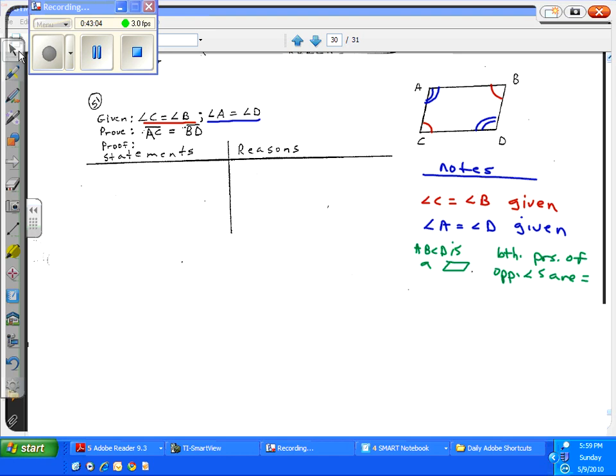Now we know that if it's a parallelogram, it has 6 properties. Both pairs of opposite sides are parallel. Both pairs of opposite sides are equal. Both pairs of opposite angles are equal. The diagonals bisect each other, and each diagonal forms a pair of congruent triangles. So we've got that floating in our head.